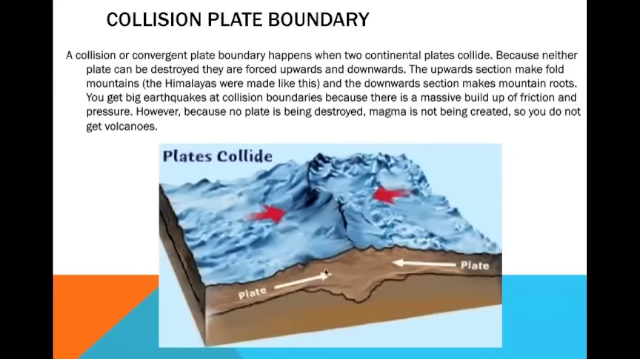So a collision plate boundary. A collision or convergent plate boundary happens when two continental plates collide. Because neither plate can be destroyed, they are forced upwards and downwards. The upward section makes fold mountains, like the Himalayas, and the downward section makes mountain roots. You get big earthquakes at collision boundaries because there is a massive buildup of friction and pressure. However, no plate is being destroyed. Magma is not being created, so you don't get volcanoes.